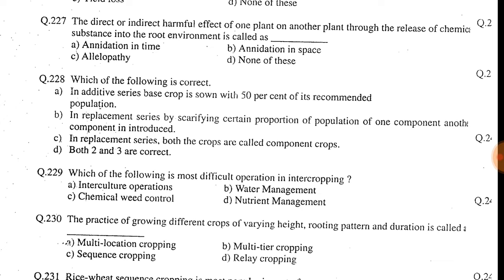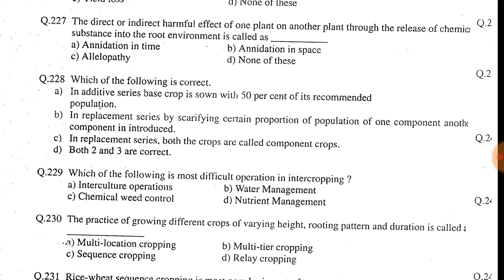Meaning, in additive series the base crop is sown with 50% of its recommended population, and in replacement series, by sacrificing a certain proportion of the population of one component, another component is introduced. 229. Which of the following is the most difficult operation in intercropping? Chemical weed control.